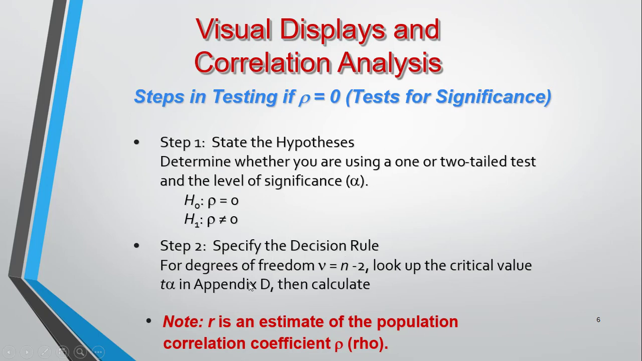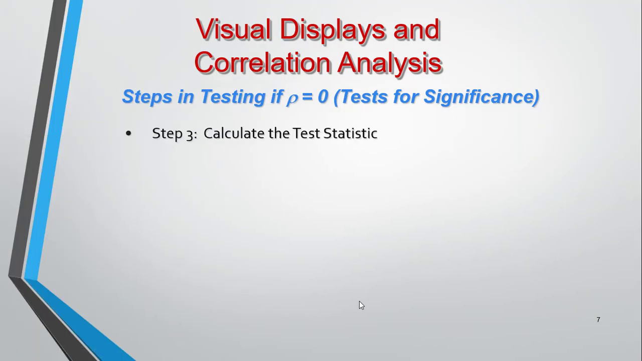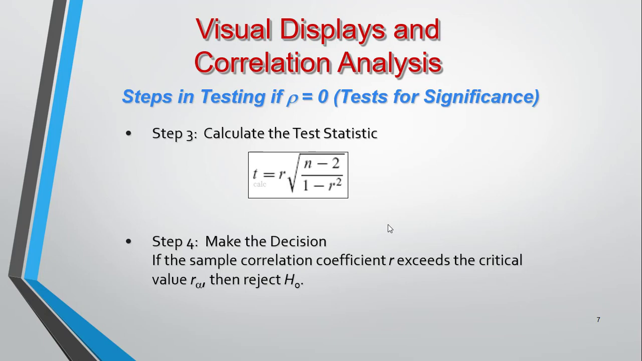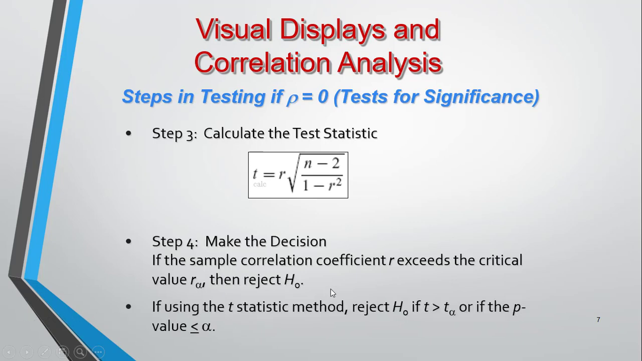Then we specify the decision rule. For degrees of freedom n-2, you can look up the critical value in Appendix D of your table. Then you calculate the test statistic using this equation, a t-test: t equals r times the square root of n-2, divided by the square root of 1 minus r squared. You calculate t, and then compare your calculated t statistic with the critical value. Then you can make a decision. If the sample correlation coefficient R exceeds the critical value of R at alpha, then we reject the null. If not, we cannot reject the null. This is how you would test it. If using the t-statistic method, we reject the null if t is larger than t alpha, or if the p-value is less than alpha, just like we did before.